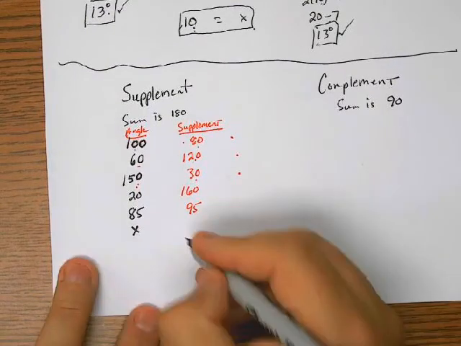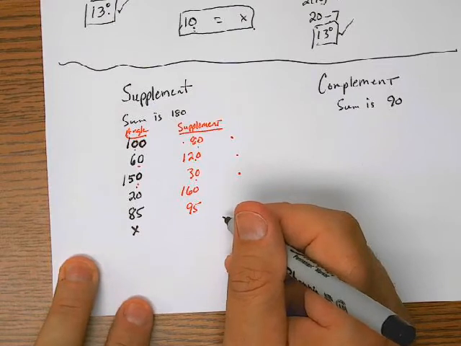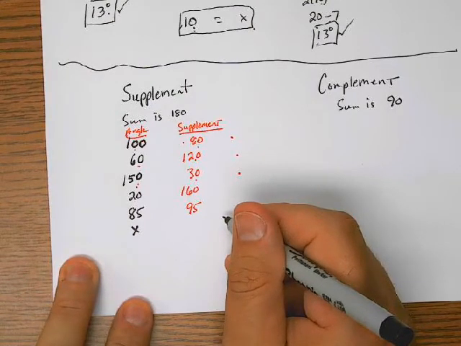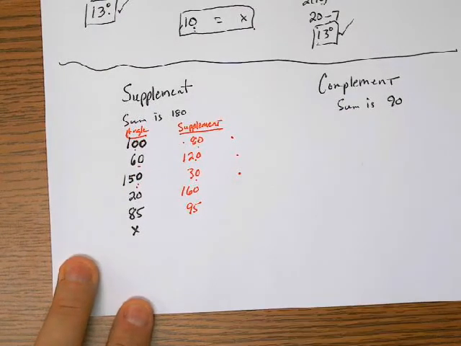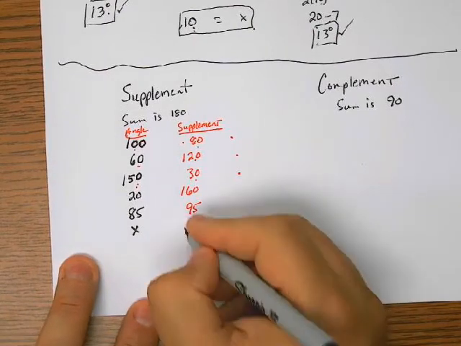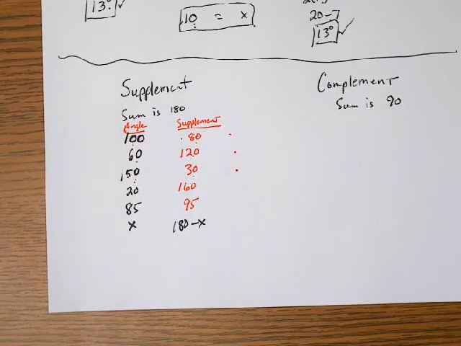Nicholas? You need the other angle. Which is? It would be x plus. Not quite. He's on the right path. Chase? 180 minus X. Outstanding. Very good, Chase. All right, so now do you guys understand that?